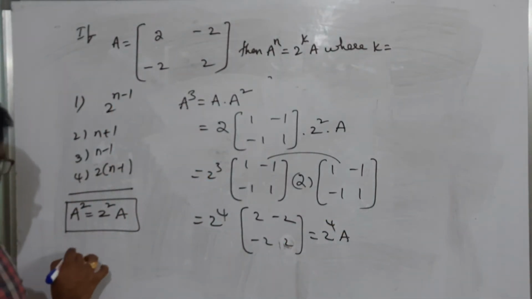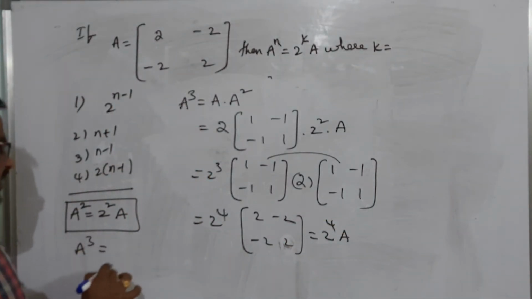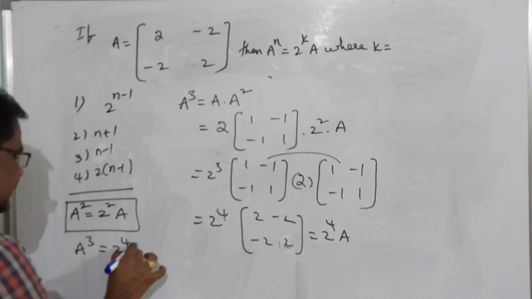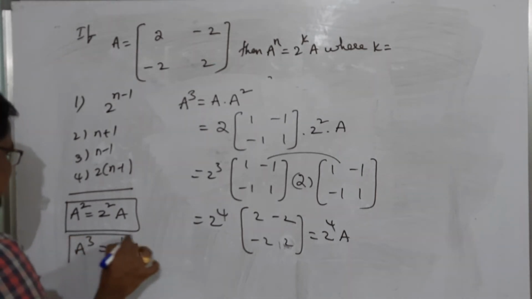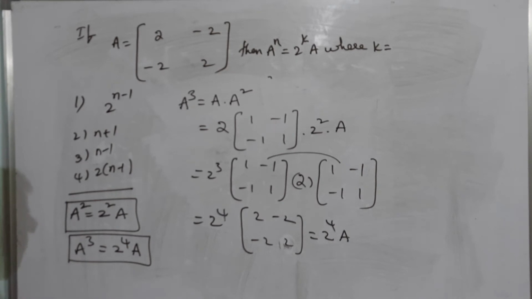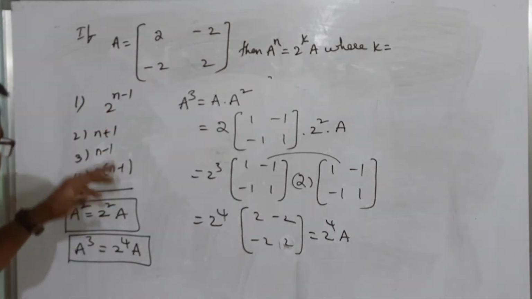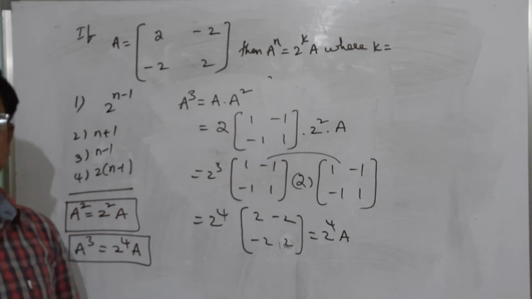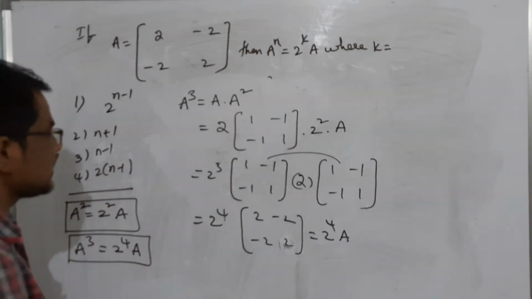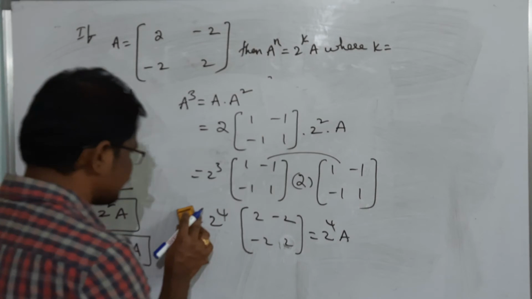So again a cube equal to what? 2 to the power of 4 into a. This is the second condition. So you have to verify, right? Suppose any two options are same, means again a to the power of 4 you have to take. Now okay, I will do a to the power of 4 also.